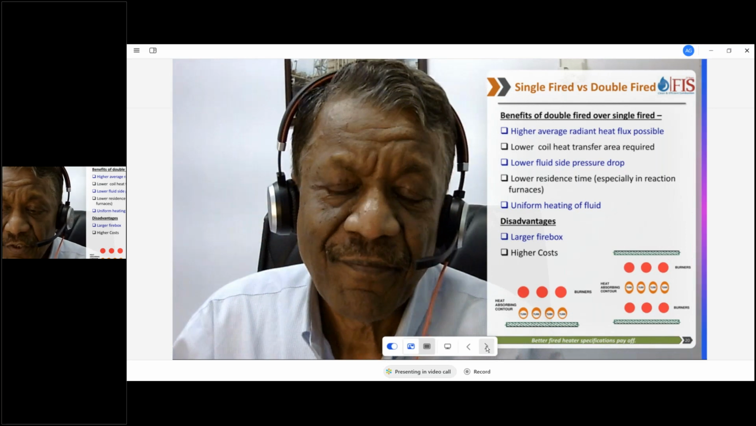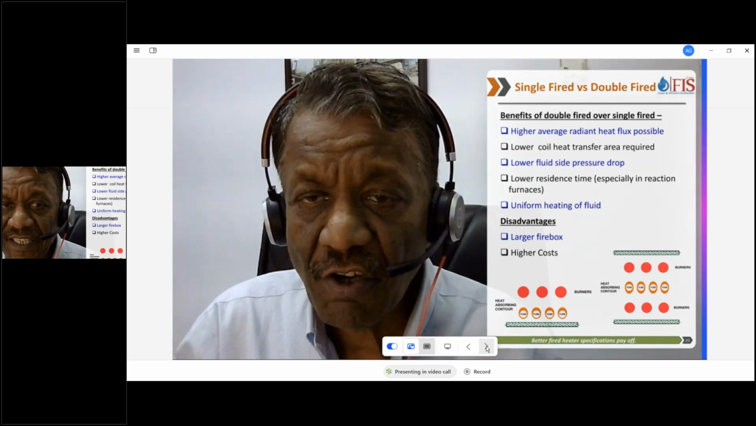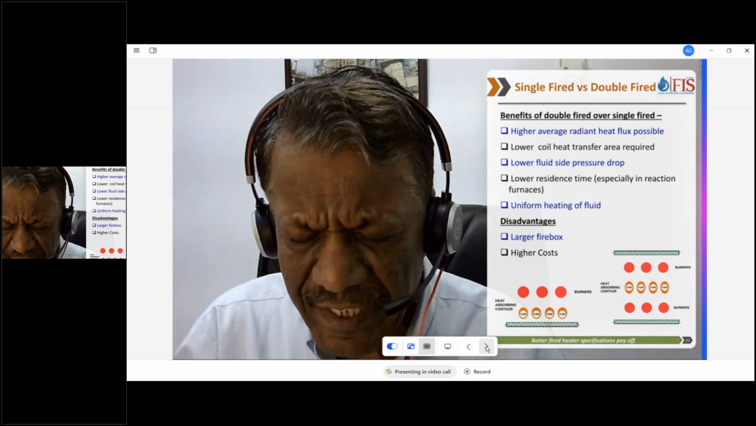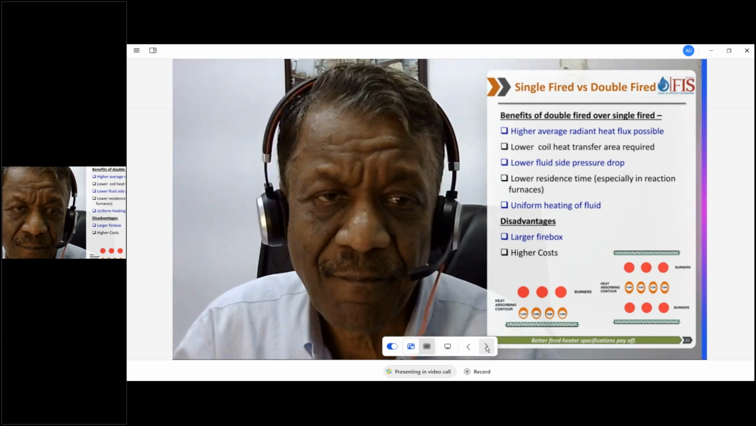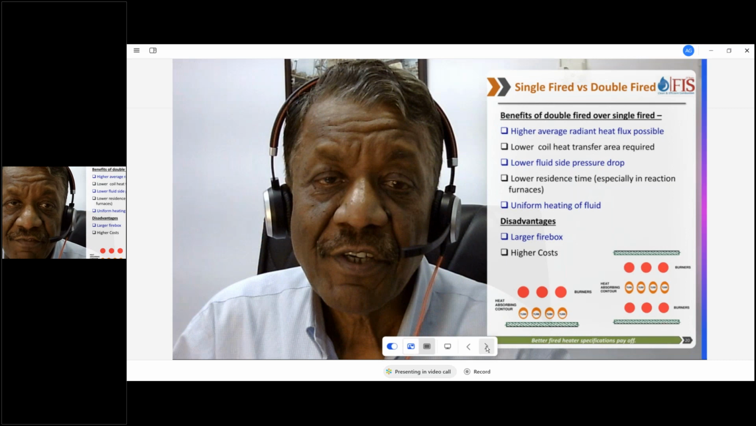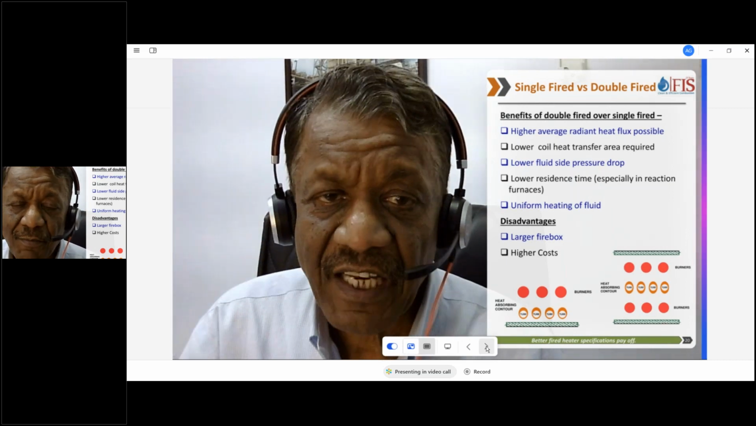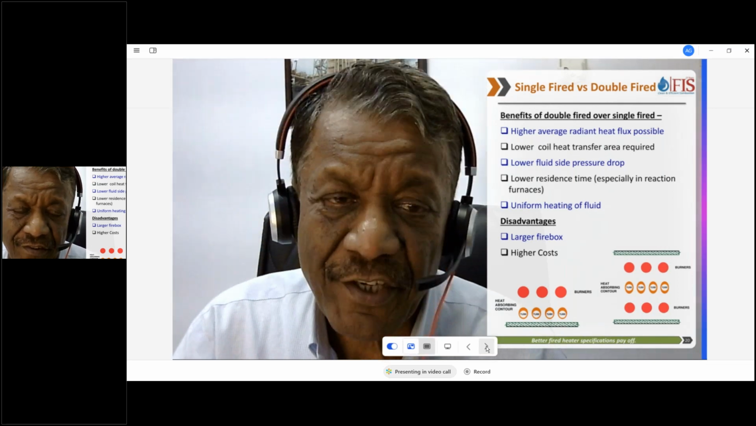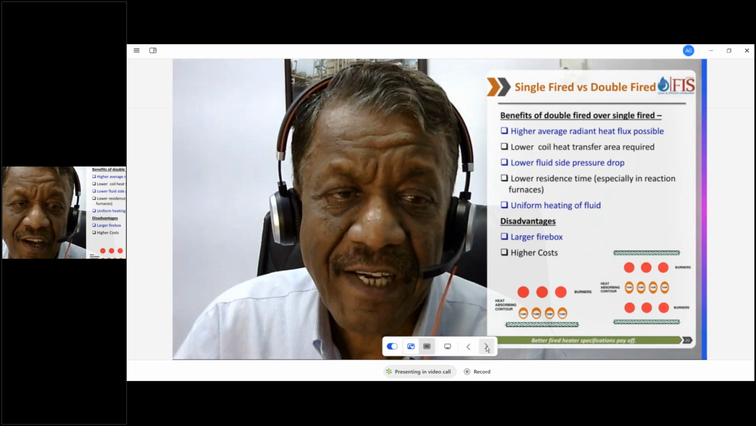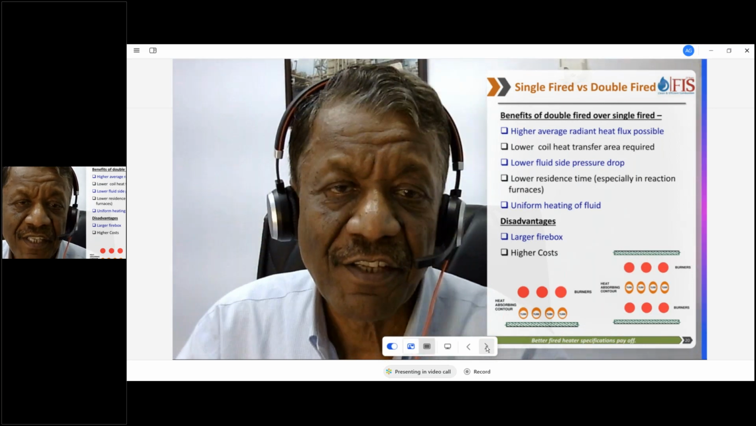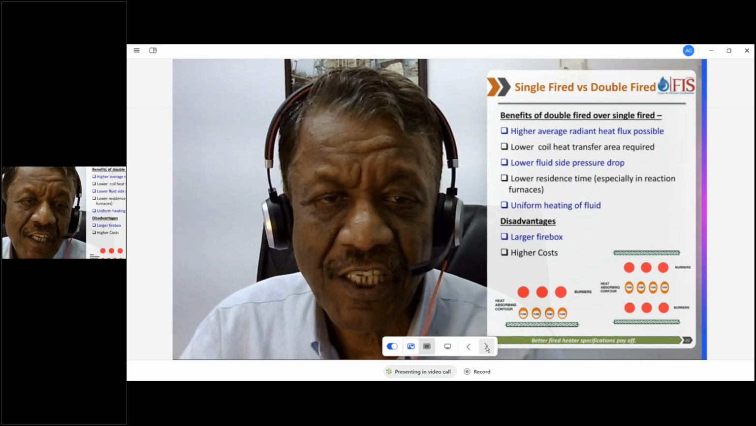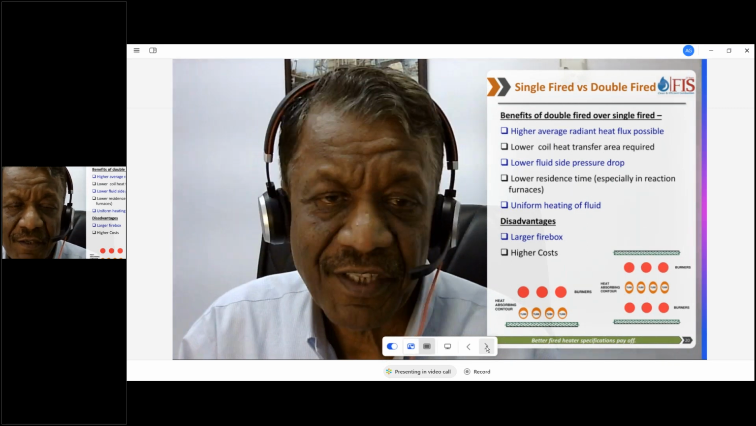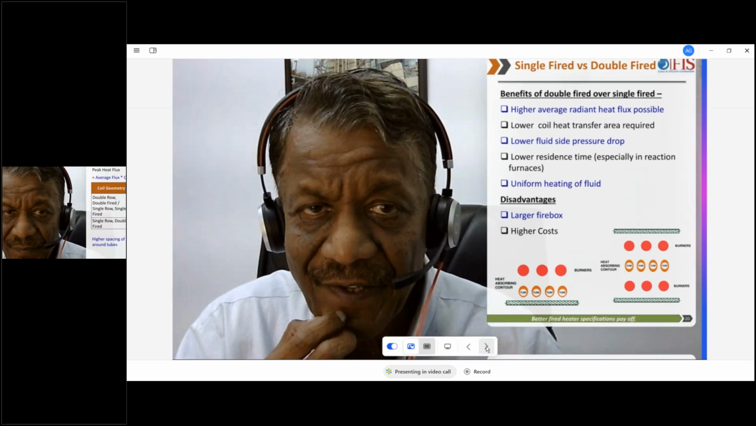I mean, if you're thinking about steam methane reformers, ethylene crackers, modern coker heaters, modern hydrocracker heaters, I think they are all generally double fired. The disadvantage of double firing is we have a large firebox, lots of burners, and higher cost. So for most applications, I would say 95% of the applications are the first one, single fired, what you will see in most of your heaters, tubes on the wall and burners in the center.